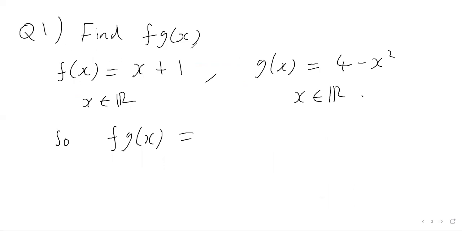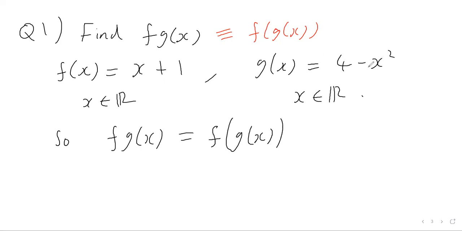So our first question is to find f of g of x. Again, I'm just going to make clear what this means. f composite g, f of g, is the same as saying f of g of x. We want to find this function, so we're going to calculate it. This is the same as f evaluated at g of x.